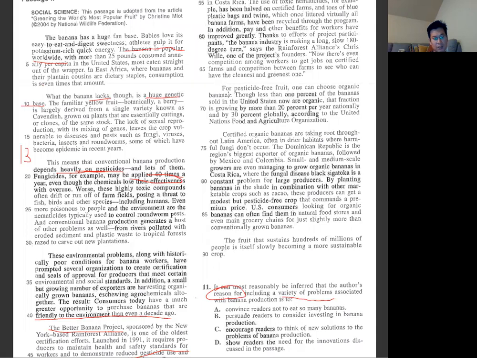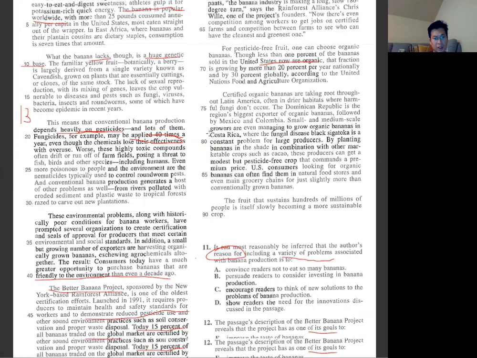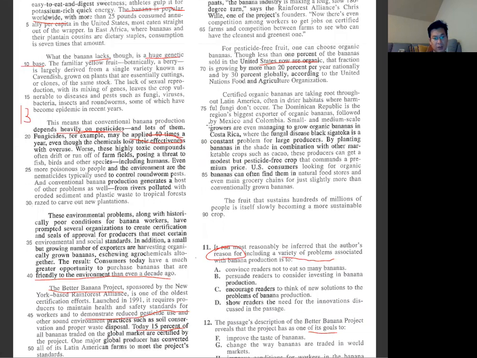And then next paragraph, it says, for pesticide-free fruit, one can choose organic bananas, though less than 1% of bananas sold in the United States now are organic. So now it's going to the organic side. That fraction is growing 20% per year nationally and 30% globally. And then next paragraphs, certified organic bananas taking root throughout Latin America, often a drier habitat.